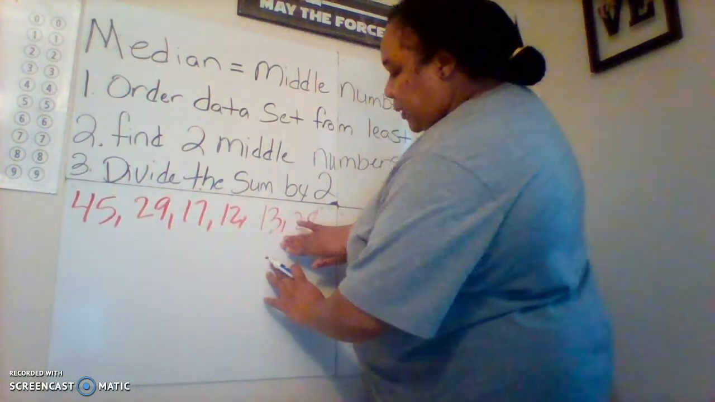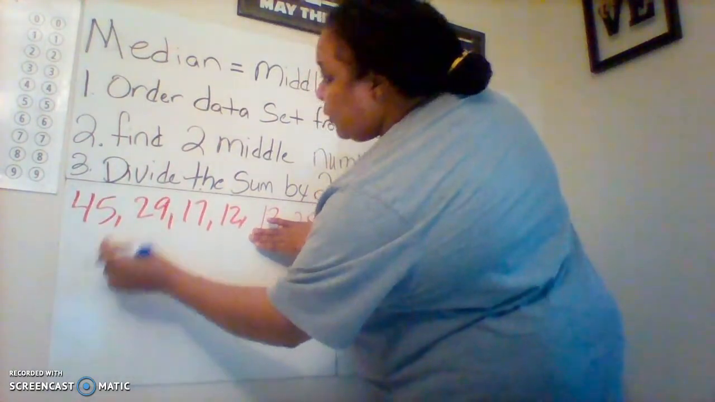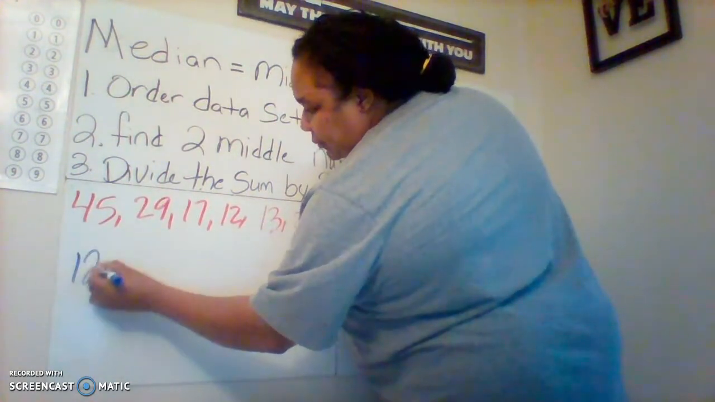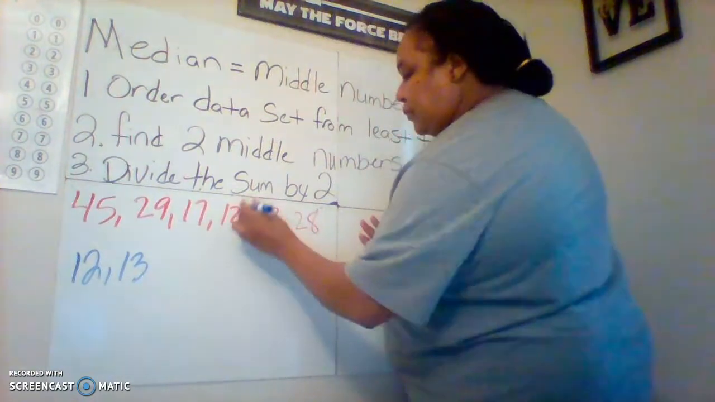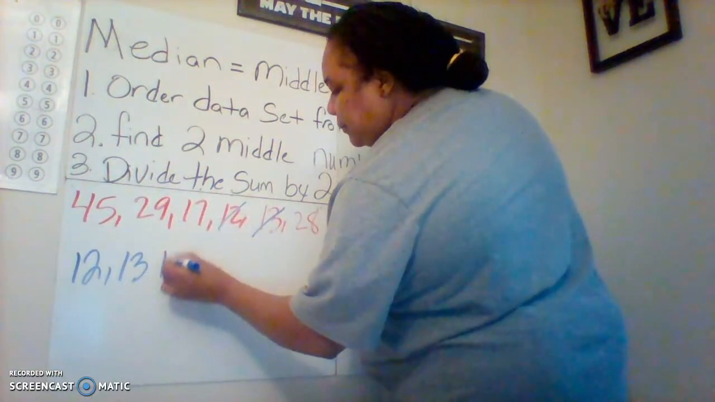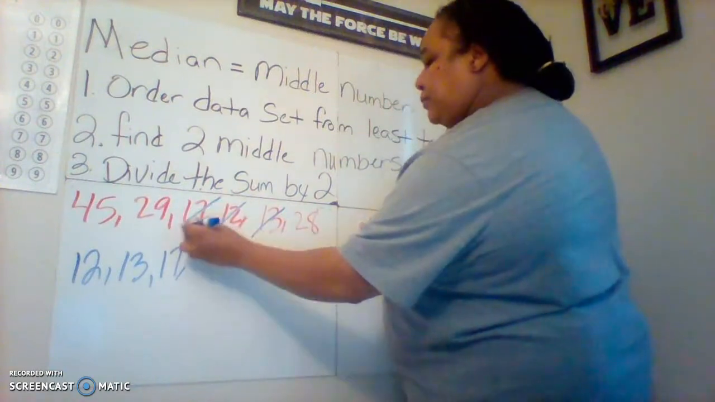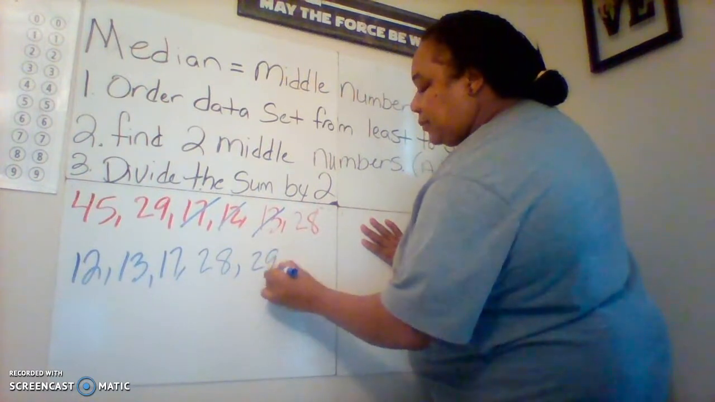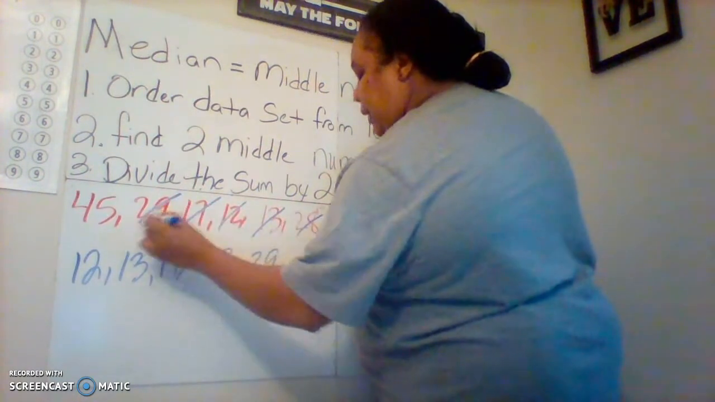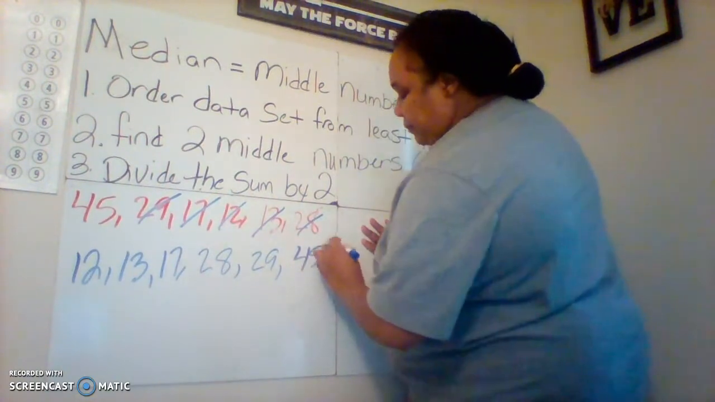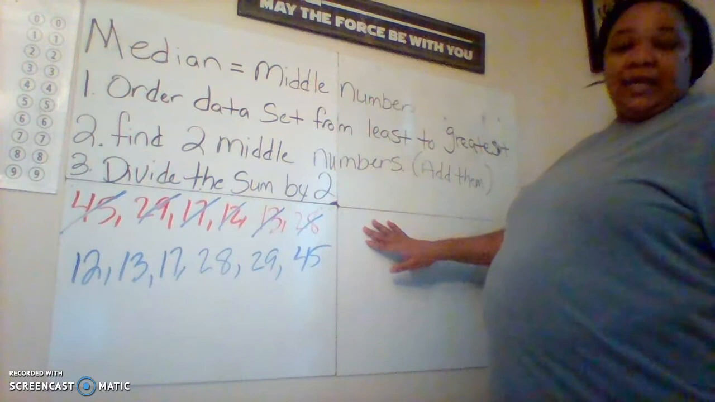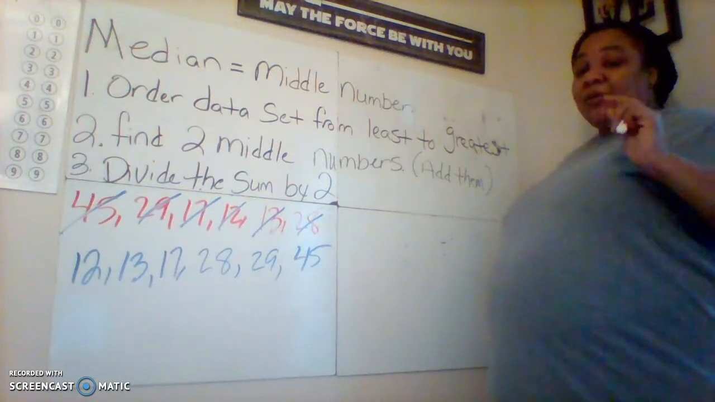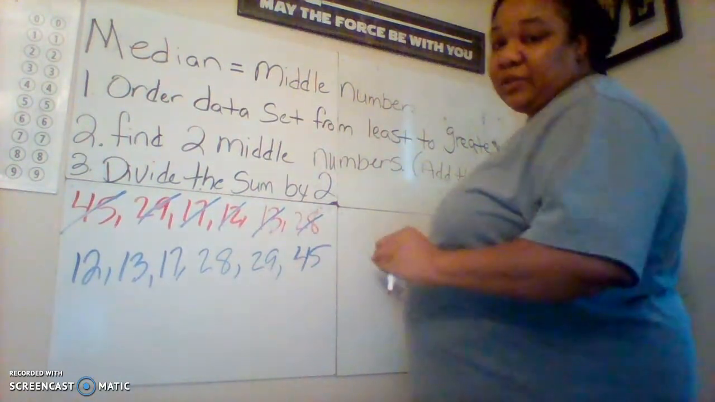Let's order them. My smallest number, we're ordering from least to greatest, smallest to largest. 12, 13, 17, 28, 29, and 45. Okay? Now we're going to cancel them out until we get to that middle, either the middle two numbers or the middle number. Okay? But we have to evenly cancel them out on both sides.